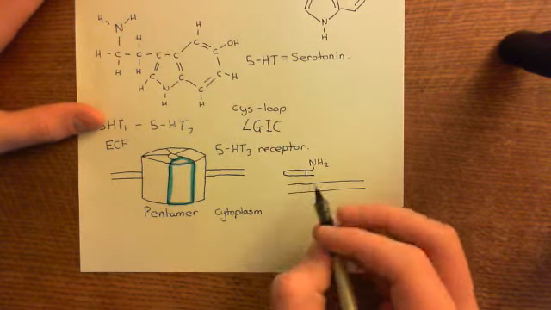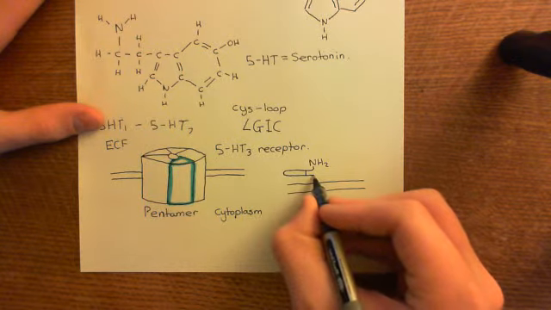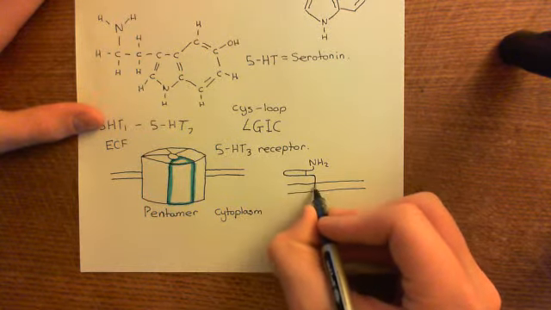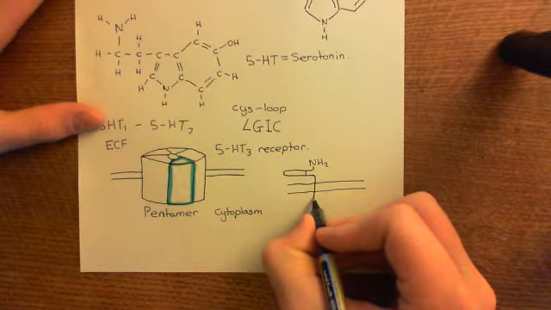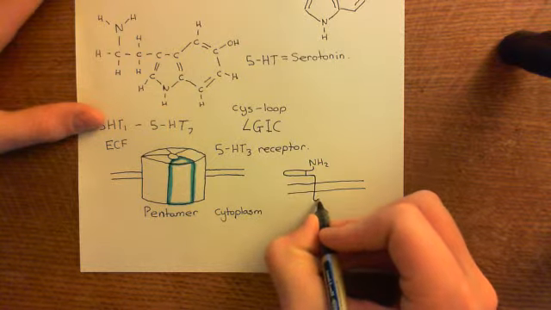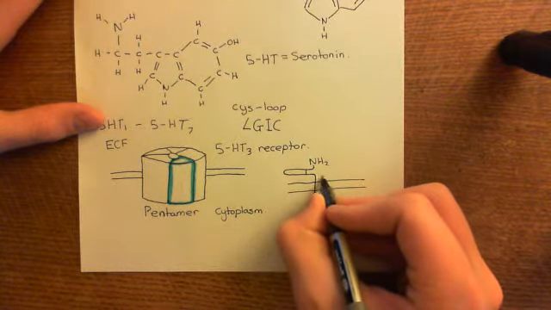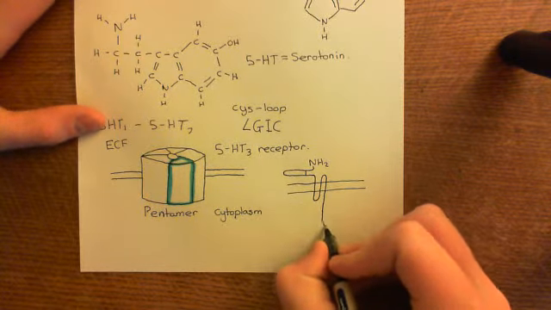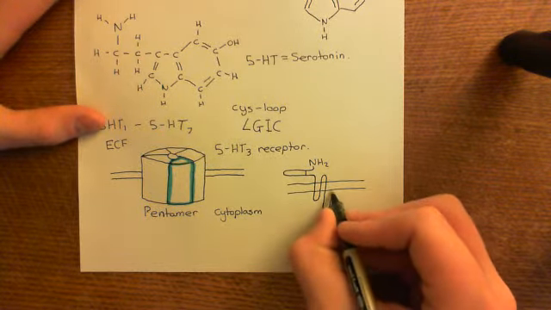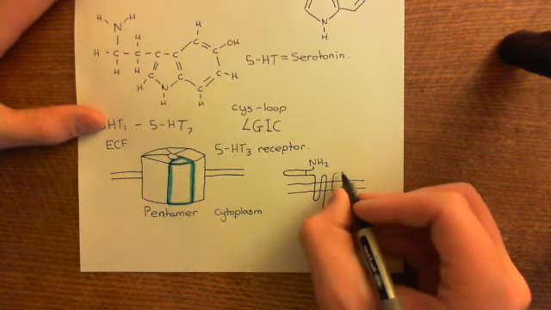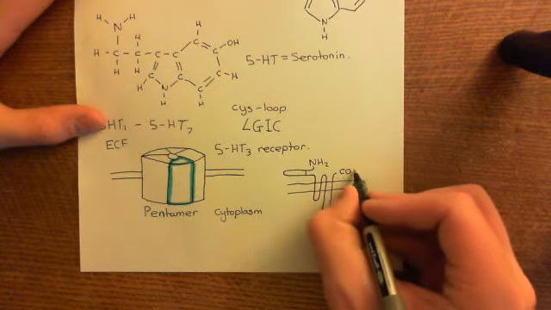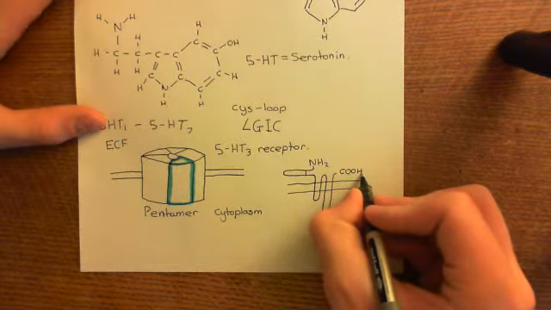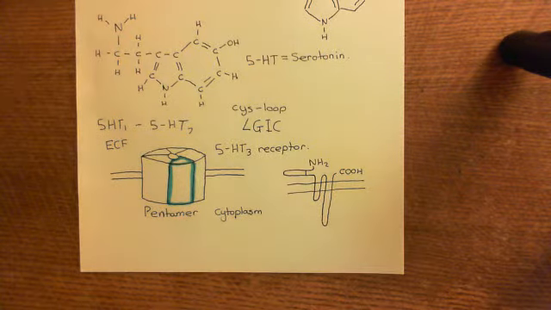So these are called cis-loop ligand-gated ion channels because the subunits of this pentamer all have this cis-loop structure in their extracellular domain. Then after the cis loop, you have the first membrane-spanning alpha helix, the second membrane-spanning alpha helix, the third membrane-spanning alpha helix, a large intracellular loop, also known as the M3-M4 loop, and then the fourth membrane-spanning alpha helix, and then the C-terminus of the polypeptide.